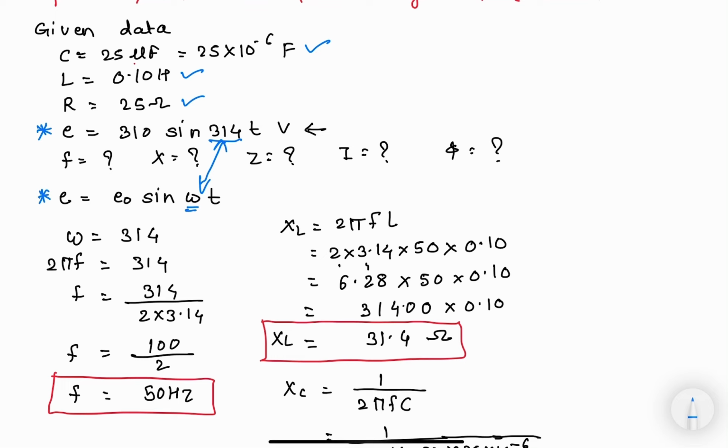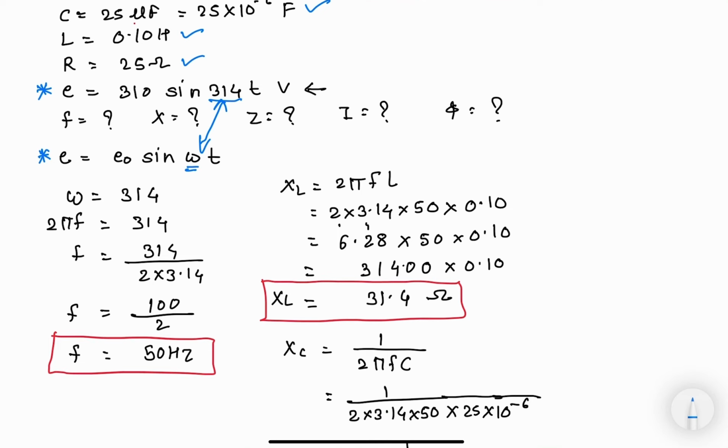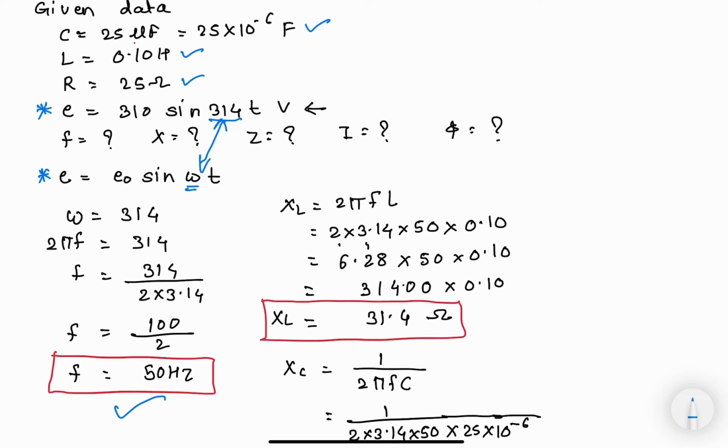So omega is nothing but 2 pi f. So frequency we calculate by dividing by 2 pi here. 3.14 decimal goes to numerator, so it becomes 100 by 2. So total answer is 50 hertz. After that we have to calculate X.